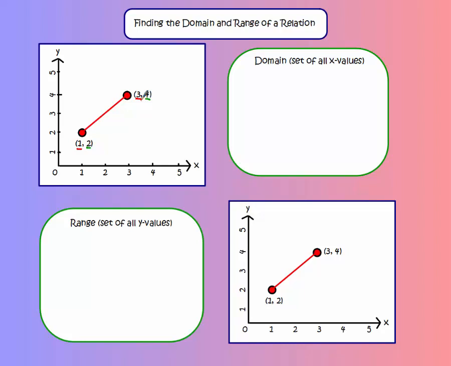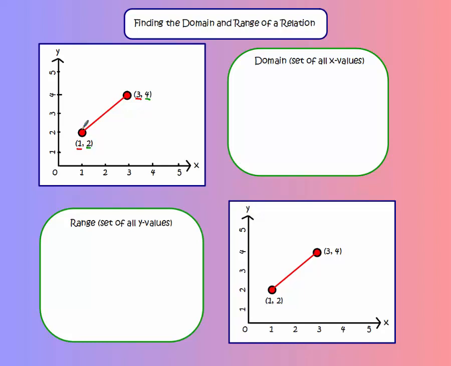When we talk about domain, we're talking about the set of all x values that this relation has as part of it. There's more to this than just those 2 points. There's everything between these 2 points along this line. Now I can't be certain exactly where every single one of these points are, so I can write the domain as a compound inequality using the minimum and the maximum of the domain.